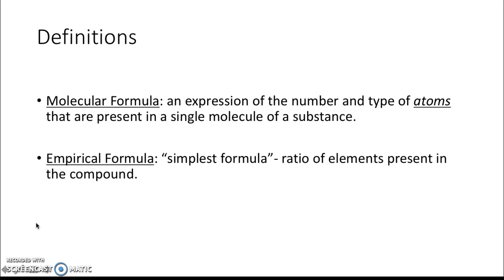So the molecular formula is the number and the type of atoms that are in a single molecule of that substance, and the empirical formula can be described as the simplest formula, which is the most reduced ratio of elements that are found in a compound.